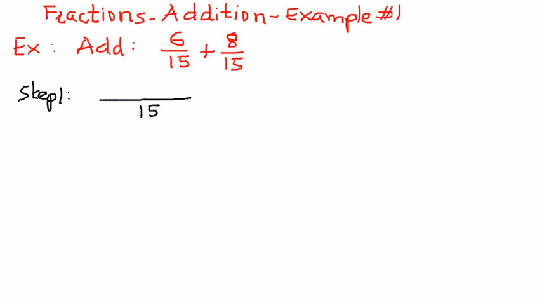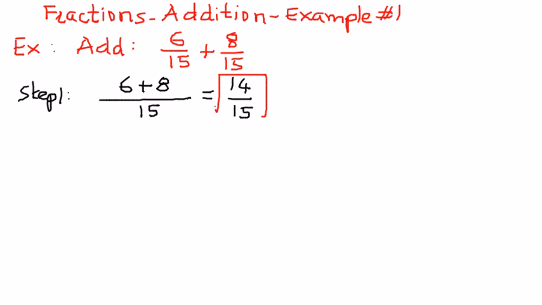Since the denominator is common, we're going to add the numerator of the first fraction and the numerator of the second fraction. We're going to write it over this line: 6 plus 8, like that. Therefore, 6 plus 8 is going to be equal to 14 over 15. Therefore, this is our answer.